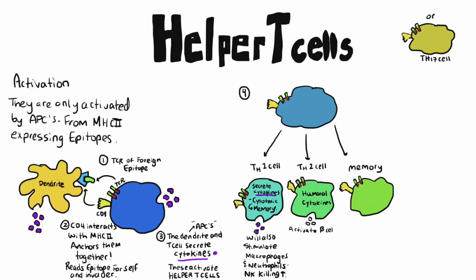Second, we have the Th2 cell. This increases humoral immunity response by activating B cells to make more antibodies. This allows for also class switching, which is going to help it to be more pathogen specific.